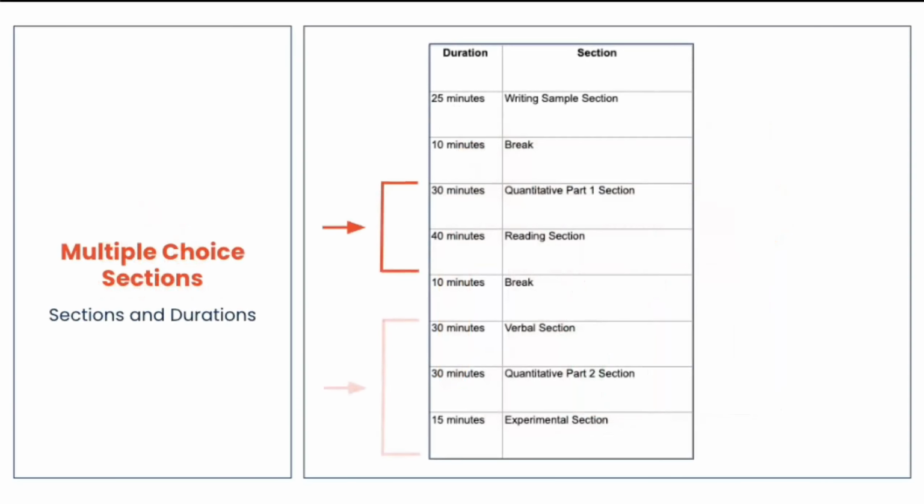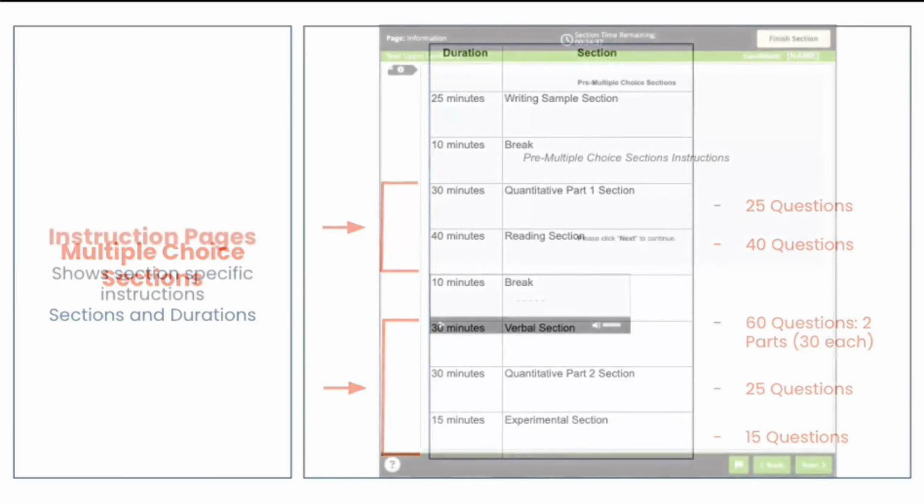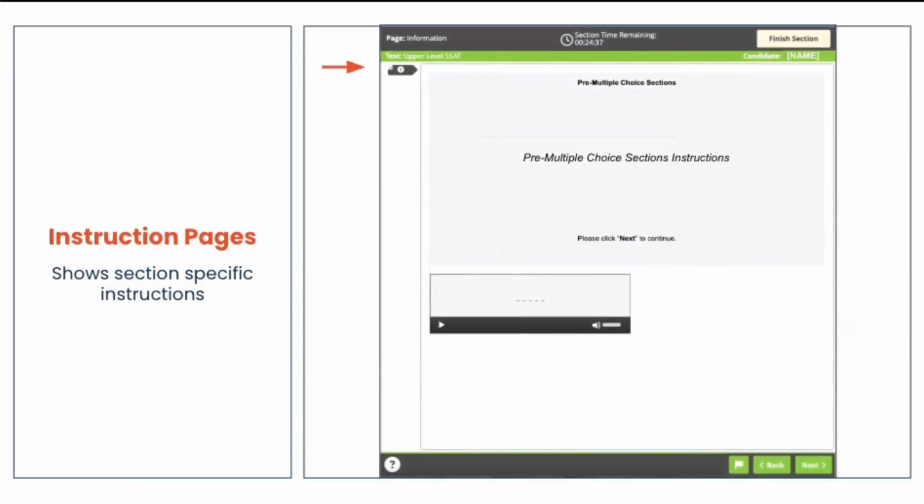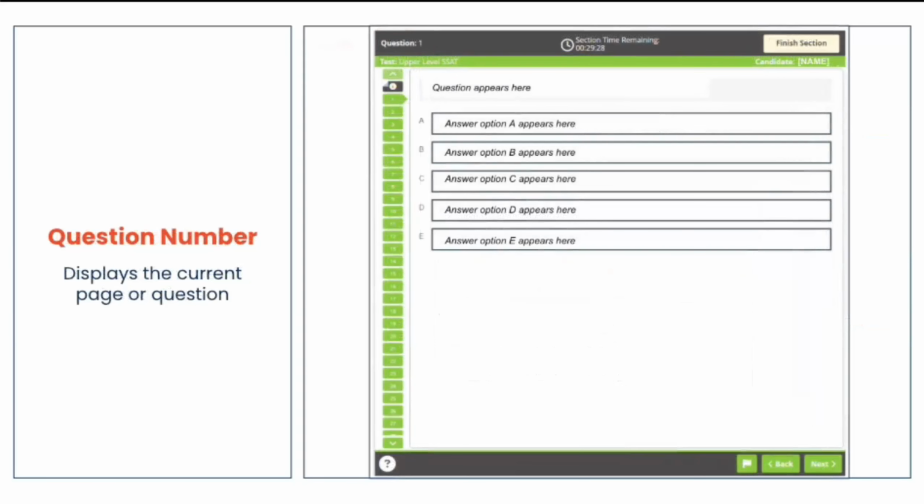Here you can see the order and length of the multiple choice sections. Before beginning any section, students will see a preliminary instructional page for that section. Before beginning the multiple choice sections, however, a general pre-multiple choice section instruction page is included. Each individual multiple choice section also has its own set of section-specific instructions, as well as a sample problem and answer. The navigation and interface is the same for all multiple choice sections.